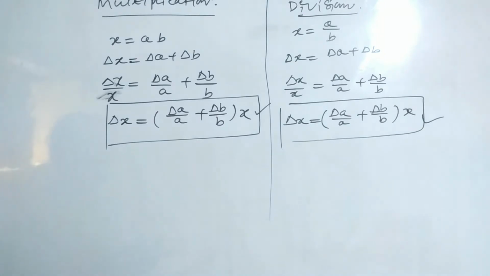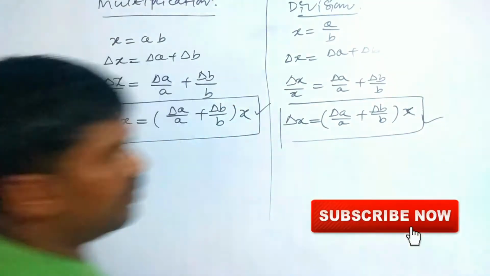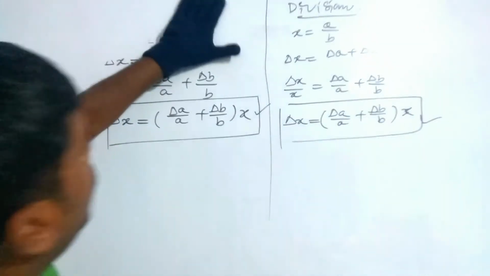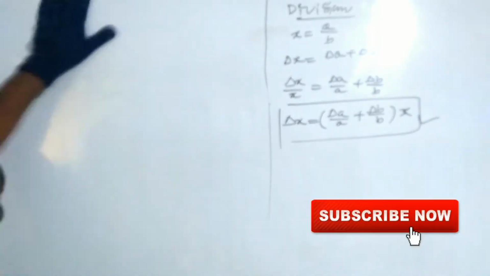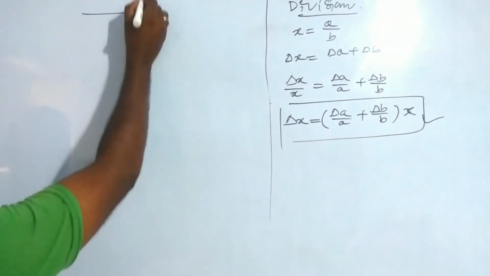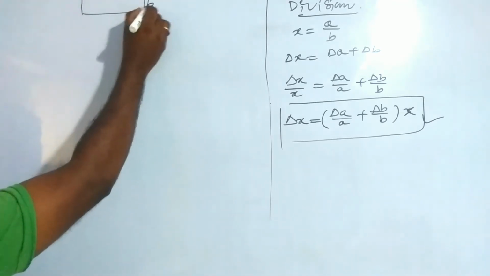Okay. So how can we find this? We have to observe with one example. Coming to the example in case of multiplication: let there be a rectangular plate having length L and breadth B.